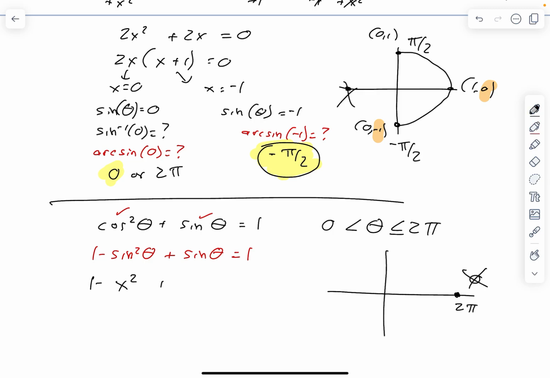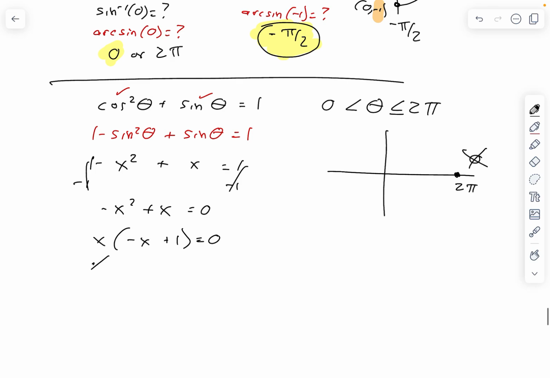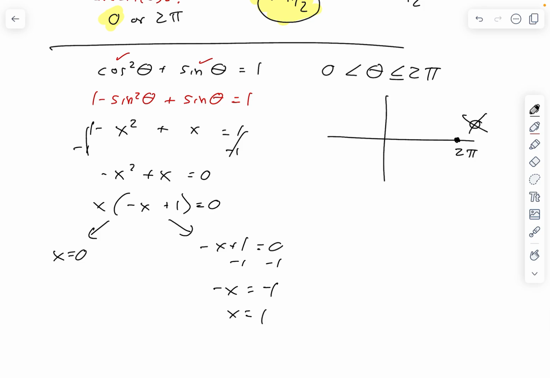Rewrite everything in x's, because now I have all sines. Subtract 1, it goes away again. Negative x squared plus x equals 0. Take out an x, I have x times negative x plus 1 equals 0. X equals 0. Negative x plus 1 equals 0, so x equals 1. So very similar to the last problem, I have x is 1 and x is 0.